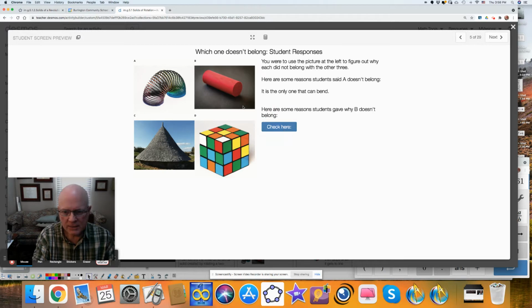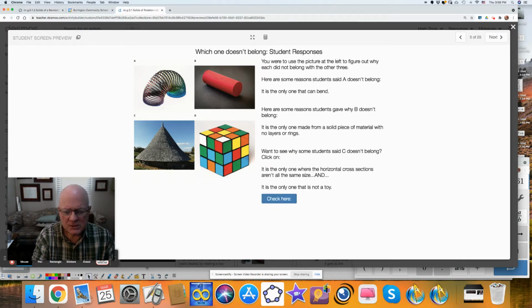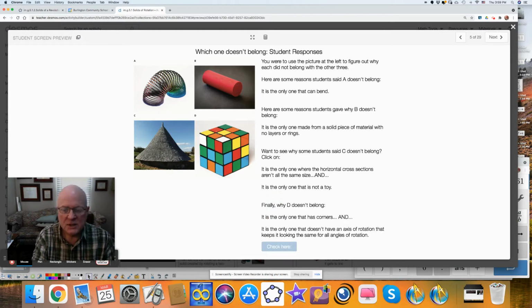B doesn't belong because it's the only one that's made out of a solid piece of material. C doesn't belong. Someone tried to say that this is a triangle. This is not a triangle. A triangle is two-dimensional. This is three dimensions. Someone said it's a pyramid. It's not a pyramid. A pyramid does come to a point like this does. This is a cone. If you think of your ice cream cone, your sugar cones, that's the cone shape. It's also not the only one that's not a toy. So that's another reason. And finally, D doesn't belong because it's the only one with corners.